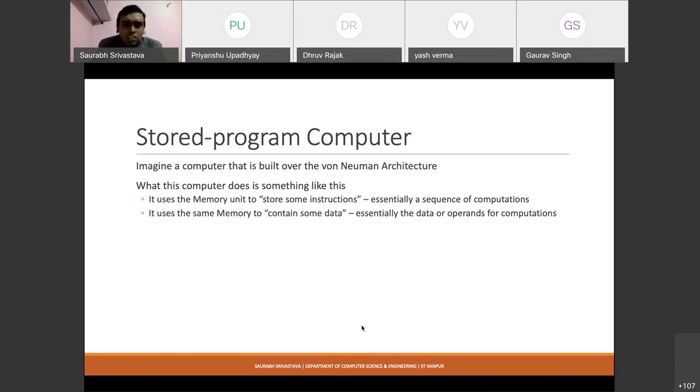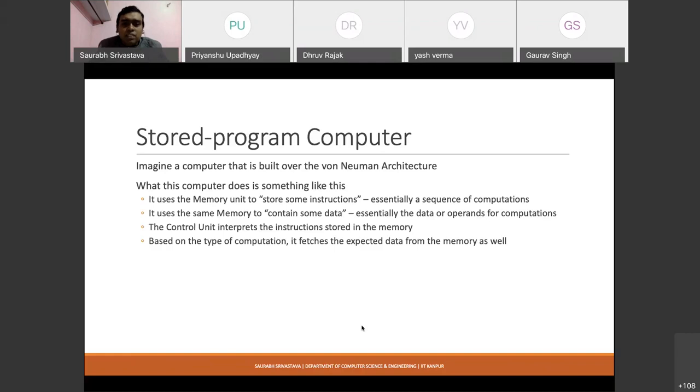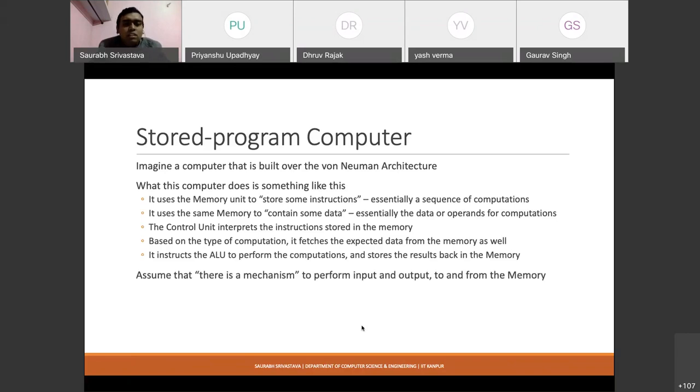The memory basically stores all these things, and what it also stores alongside your instructions is the data which is required to operate. So when I say add two numbers, the CPU will say, okay, which two numbers? Even those two numbers can be stored in the same memory. Not just the instruction, but the data required to execute an operation can also be stored in the same memory. The control unit interprets these instructions in the memory, and based on that, it fetches the expected data from the memory, and then it instructs the ALU to perform these computations. And once the result is available, it stores the result back in the memory at some location. As of now, assume that there is some mechanism to perform this input and output to and from the memory. You don't have to worry what that mechanism is. Just assume that we are able to read and write stuff from that memory.